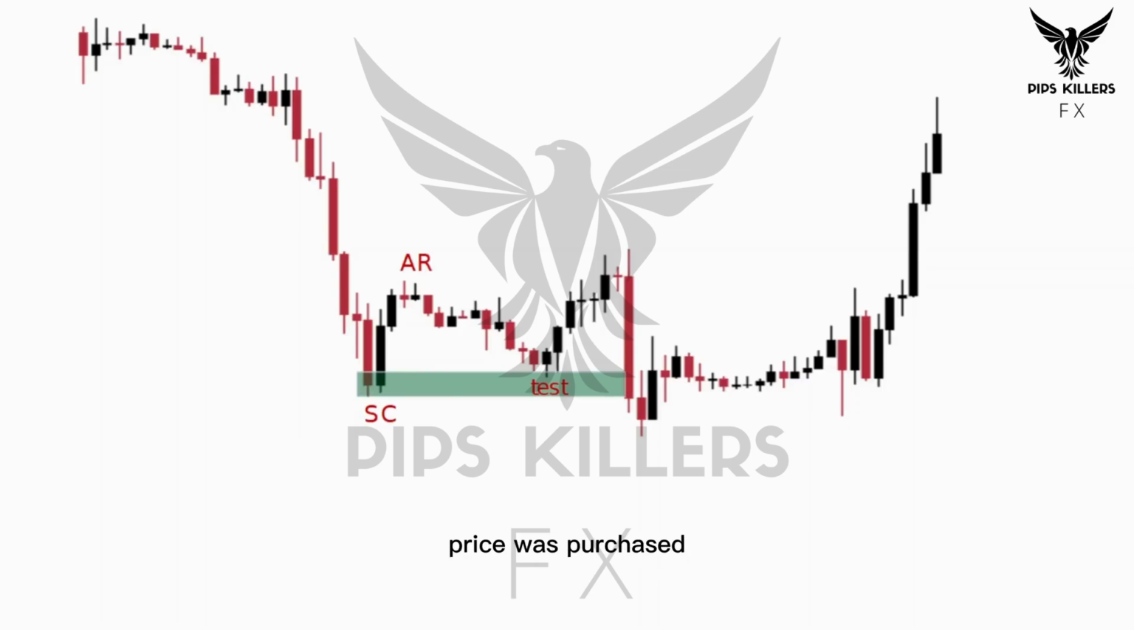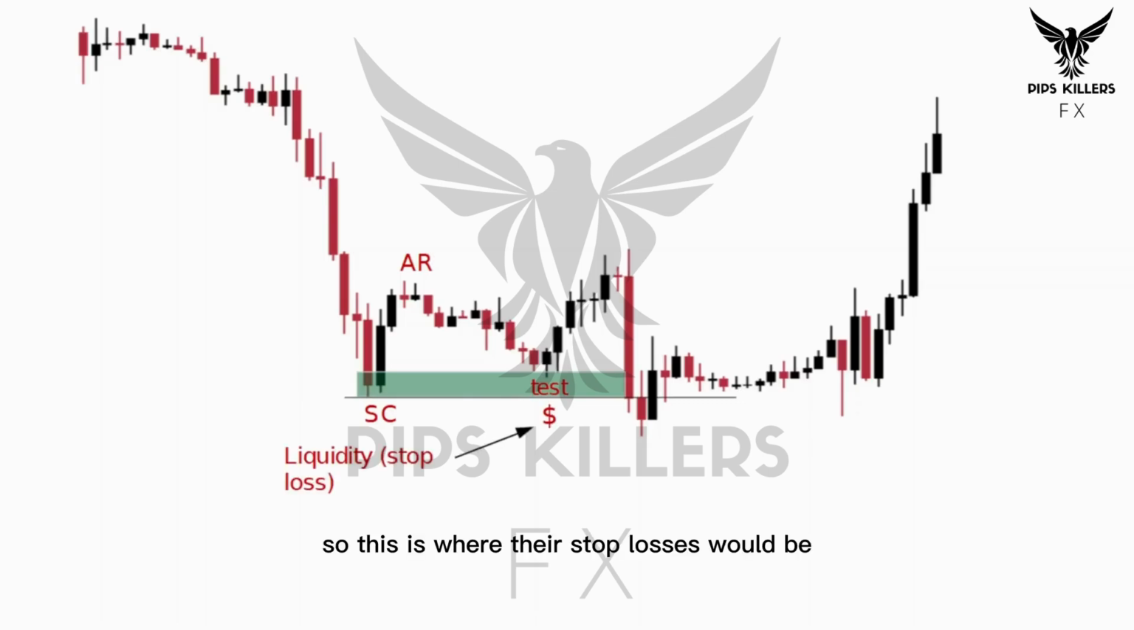What happened during your test? Price was purchased. Price was purchased at an extreme demand level, which would be your demand micro order block. And anybody that purchased price here, as far as retail trader goes, their stop losses go beneath. So this is where their stop losses would be. So later price comes through and purges.